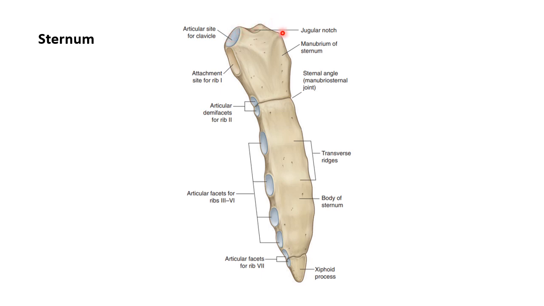Now, on each side of the jugular notch, I have a large articular facet for articulation with the medial end of the clavicle to form the sternoclavicular joint, which belongs to the upper limb.